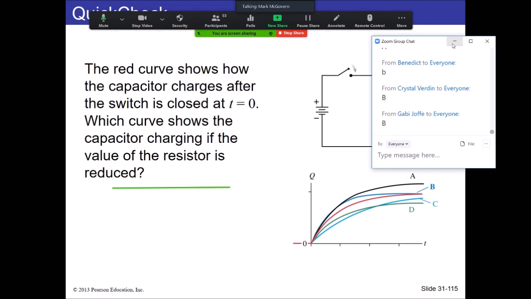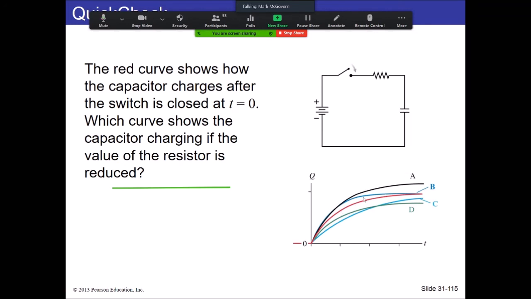What's special about B? B reaches the same final value of the charge. Now, here's the thing. We're not changing the battery, and we're not changing the capacitor. After a very long time passes here, there's going to be no more current flowing through here. That means the resistor is effectively eliminated from this thing, and whatever potential difference exists across the battery, the same potential difference will be across the capacitor, meaning we will still reach the same final charge.